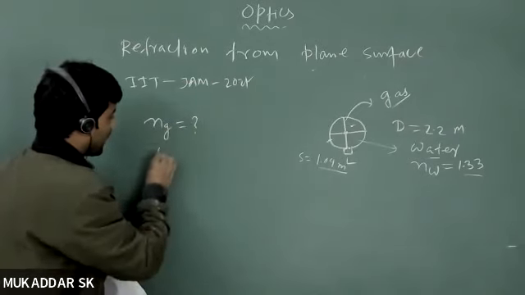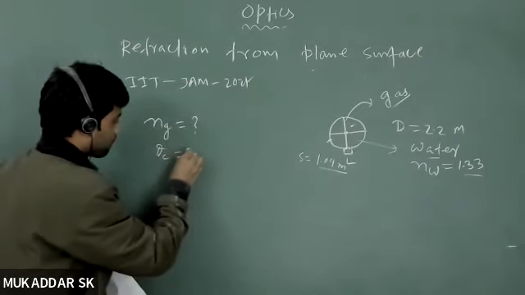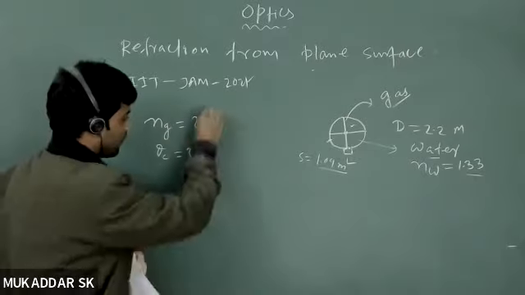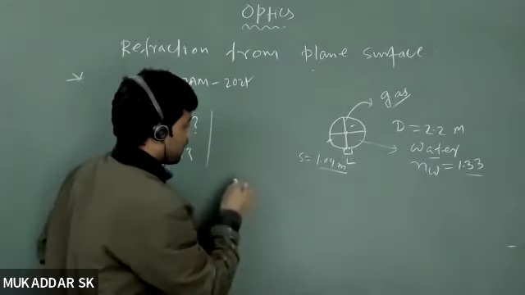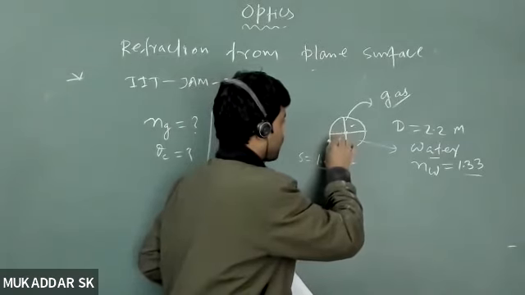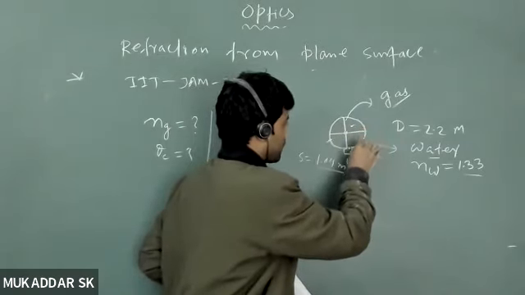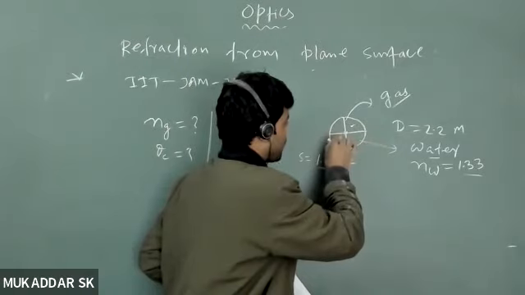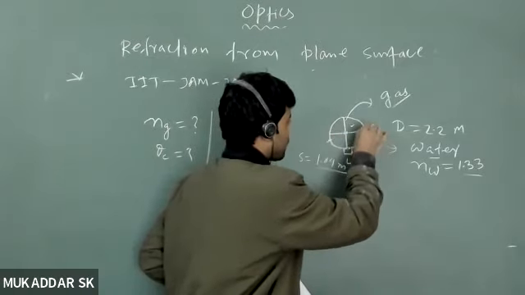Okay, critical angle you have to calculate. Also, you have to calculate the time taken by the laser beam to come back again to the surface. Time taken by the laser beam to come back again to the surface of this cylinder.